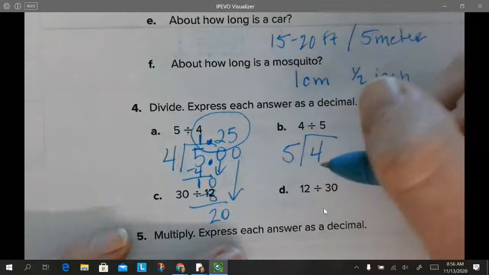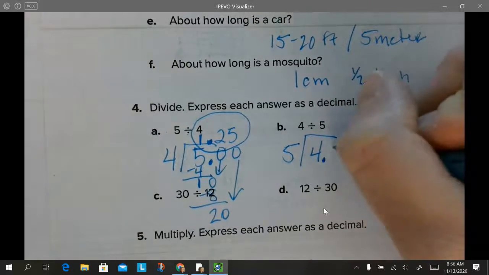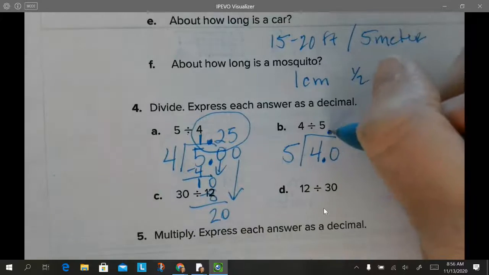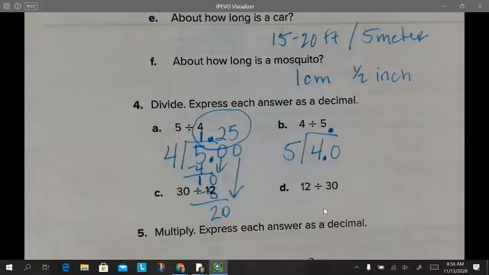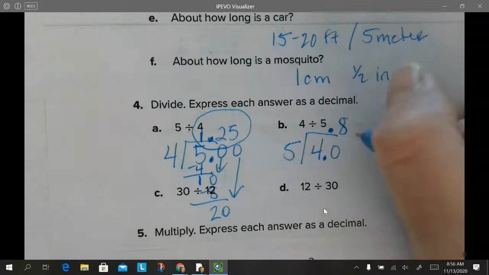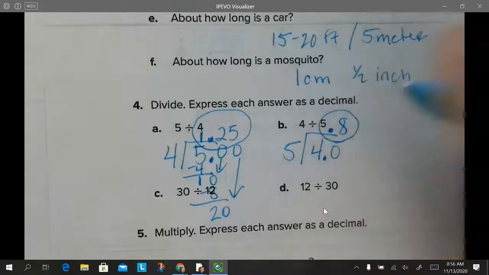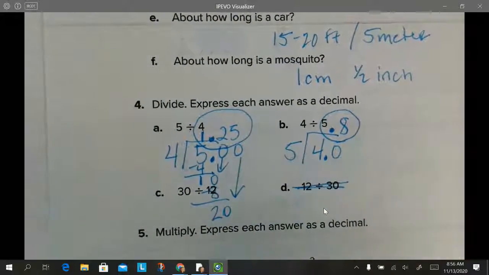Okay, so how many times does 5 go into 4? Well, none. But what you can do is you can add a 0. Bring your decimal up. It's like the elevator. Your decimal is like your elevator. It just goes right up. 5 goes into 40 8 times. And 8 times 5 is 40, so that works out. Okay? All right, you don't have to worry about that one.